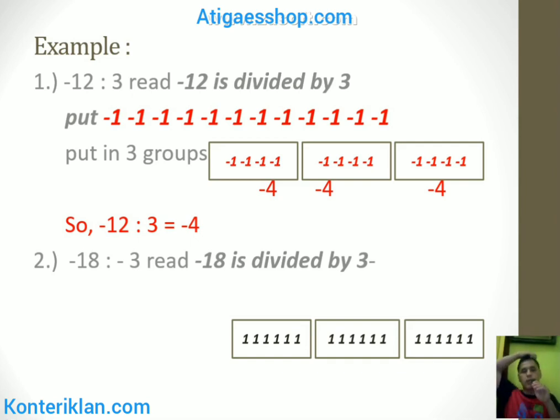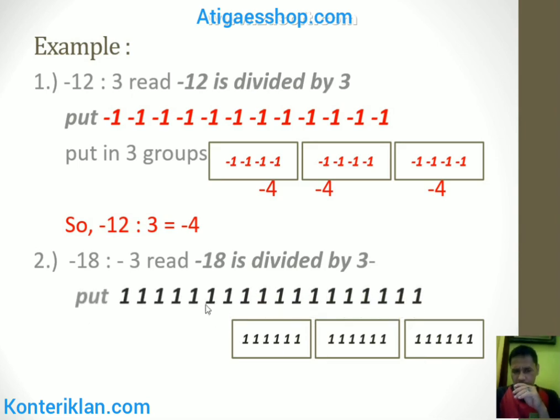What about number 2? Negative 18 is divided by negative 3. Okay, put negative 1 as many as 18 times and put 3 columns, because this one is 3, right? Negative 18 is divided by 3, so put 3 columns or 3 groups. For the first one, put 1 as many as 18 times. Why is this one positive, not negative? Because negative meets negative, it should be positive, so the 1 here should be positive 18 times.